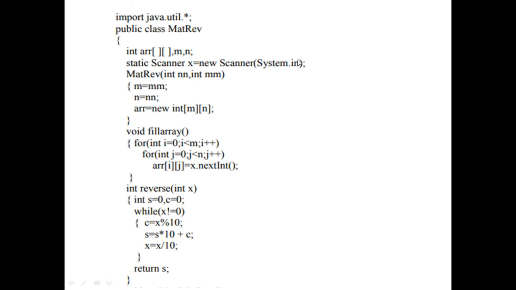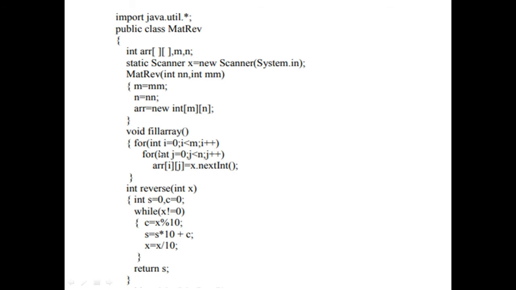Then void fillarray, another function. To insert the array elements, we have to run loops. It is double dimensional, so we have to write two for loops, first one for rows, second one for columns, and a[i][j] we will read using nextInt. See, we don't have to mention a Scanner object over here because we have already declared it as static. Children, that is optional. What I wrote here, static Scanner x, this is optional. Even if you mention it here, no problem. In that case, in each function you have to mention a Scanner object equal to new Scanner(System.in).